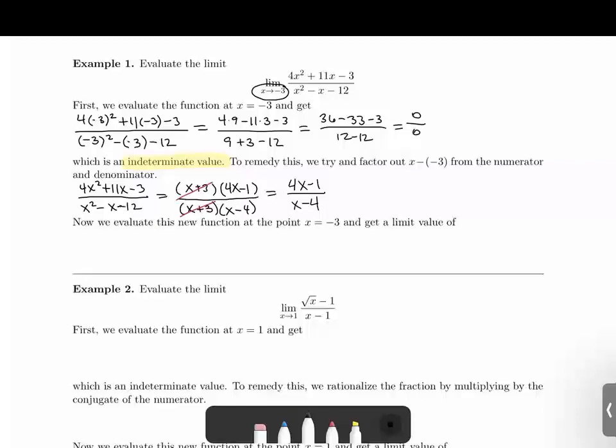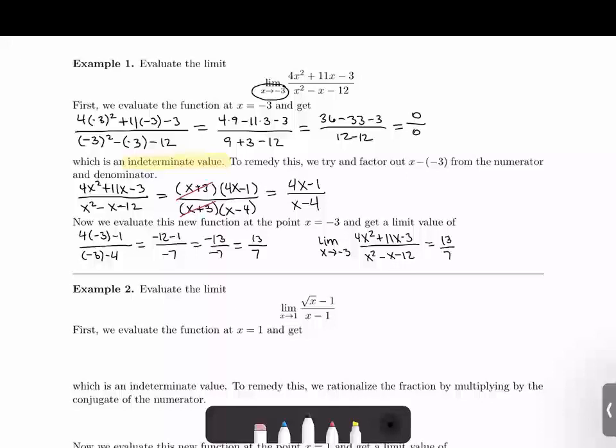So now that we have this new fraction, we're going to evaluate this new fraction at the point x equals -3. So we're going to have 4 times -3 minus 1 over -3 minus 4. So that's going to be -12 minus 1 over -7, which is -13 over -7, which is positive 13 over 7. And that is going to be our limit value. So the way we write this is that the limit as x goes to -3 of our original function is going to be 13 over 7.